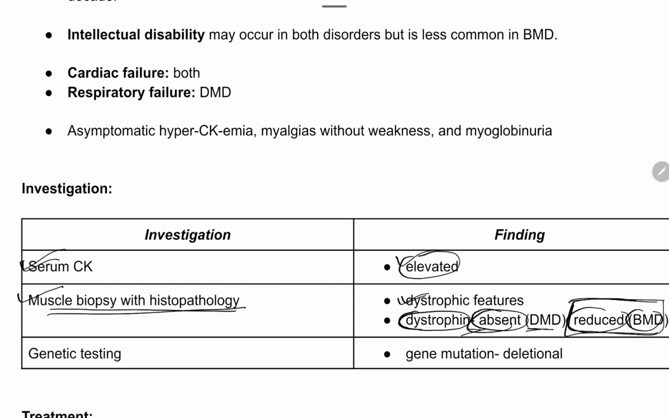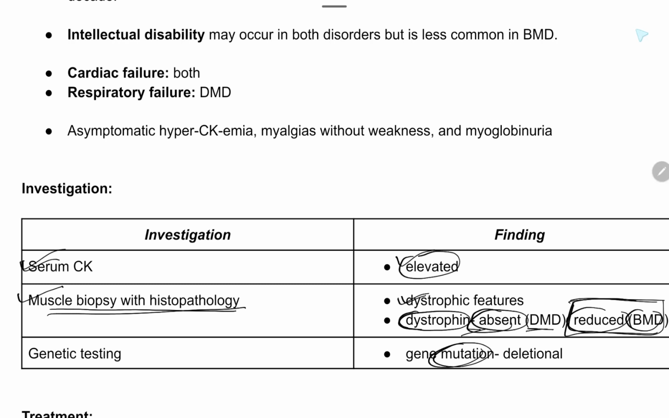And the most important confirmatory investigation is genetic testing. The genetic testing will give the evidence of deletional mutation, gene mutation, of dystrophin. So nowadays, as muscle biopsy is a very painful and invasive procedure, genetic testing is performed more commonly, because it is readily available and non-invasive. Sometimes it may be unavailable. So in that setting, muscle biopsy is important.